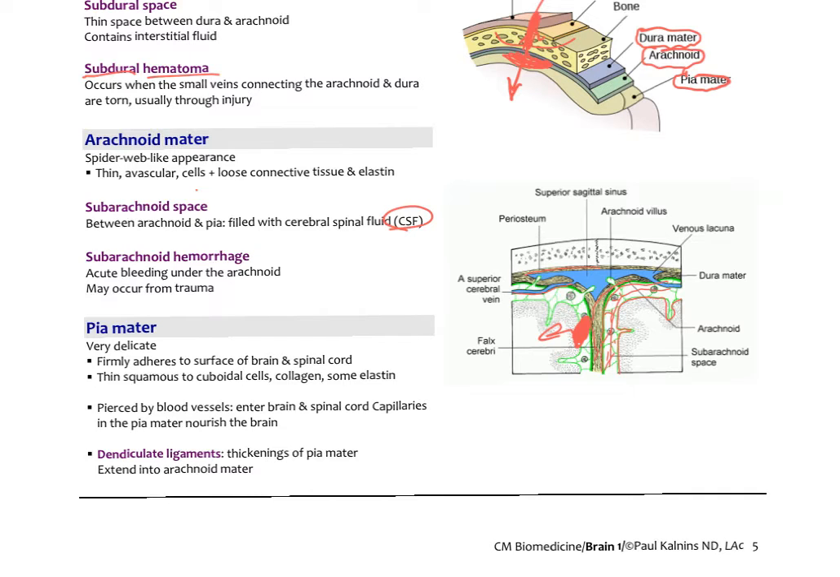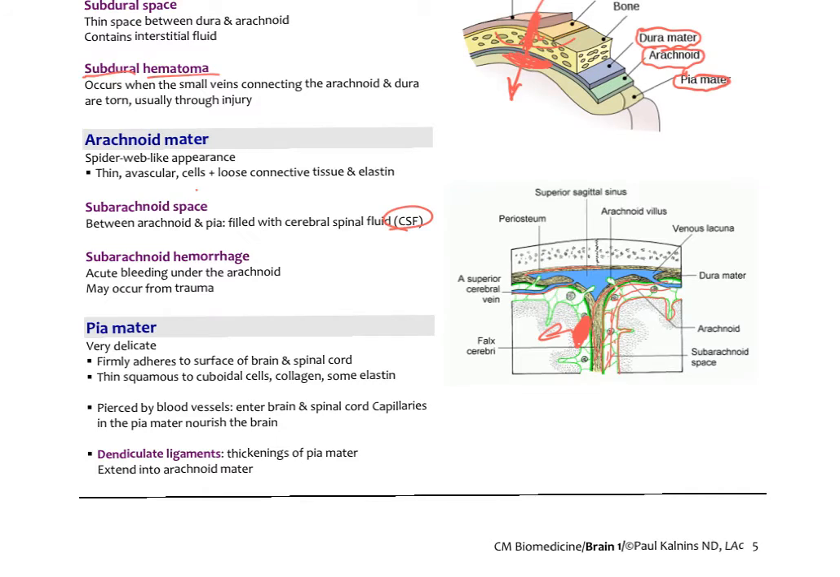It's thin squamous to cuboidal cells. There's some collagen, again, some elastin. It's pierced by blood vessels as they go in and out of the brain. In particular, capillaries from this region enter the brain and supply the outer regions of the brain, and then larger blood vessels will go deeper. And then there are denticulate ligaments, which are thickenings of the pia mater, which extend into the arachnoid.